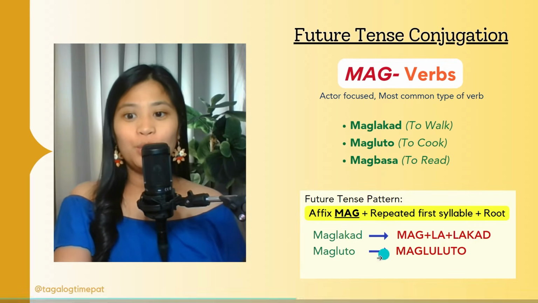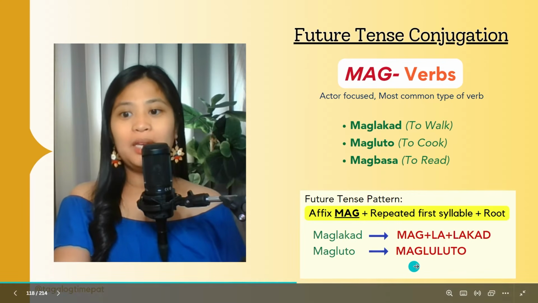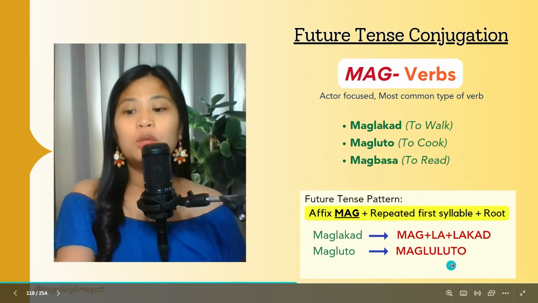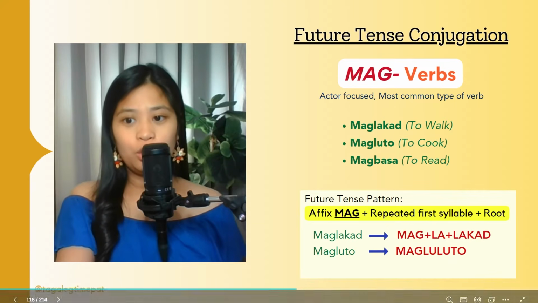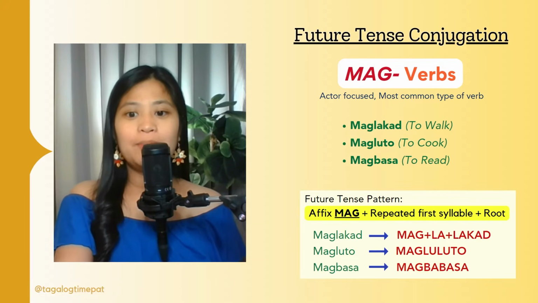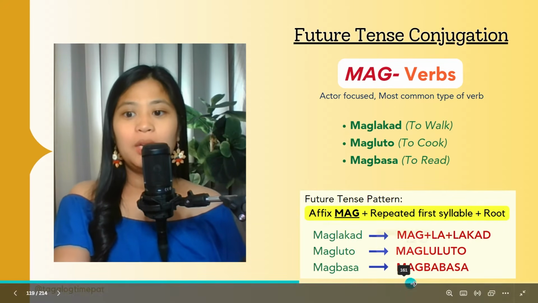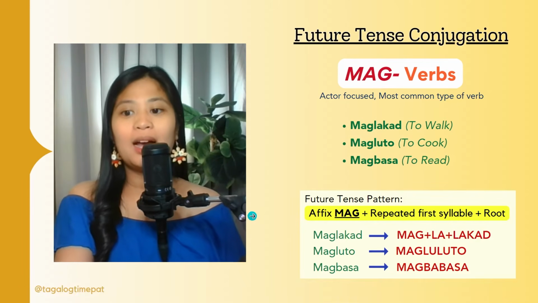Magluto, to cook, in the future tense will be magluluto. Again, the affix is mag, then there's a repeated first syllable, and then the root. Magluluto sila, they will cook. Lastly, magbasa, to read, becomes magbabasa. Magbabasa ako, I will read.